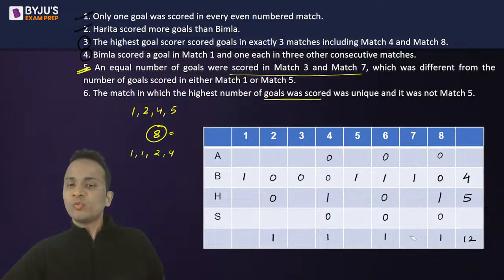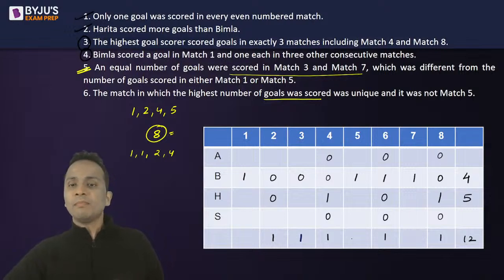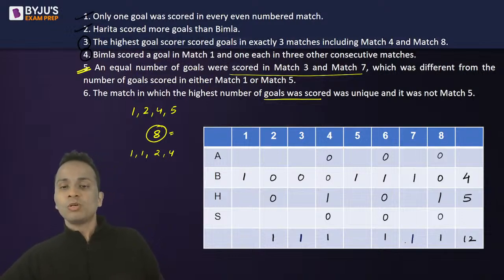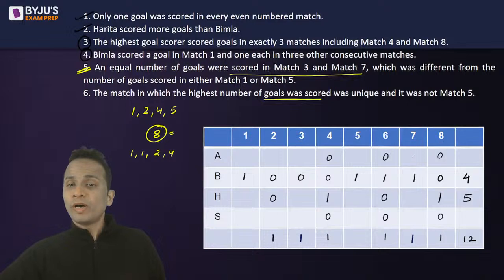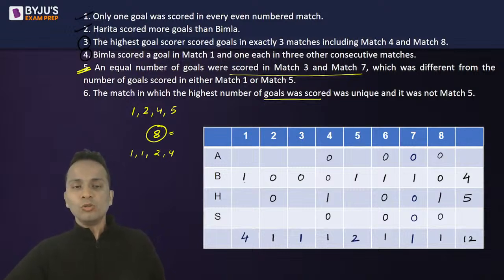So the value of X will be equal to 1. So here 1 will come in match number 3, and match number 7 will also have 1. Clear? Now since in match number 7 the total number of goals is 1, and Bimla has already scored 1 goal, the others will score 0 each. Done? So in the other 2 matches, I can say there will be 4 goals here and 2 goals here. So Harita will have 3 here and will have 0 elsewhere. Okay? Clear?